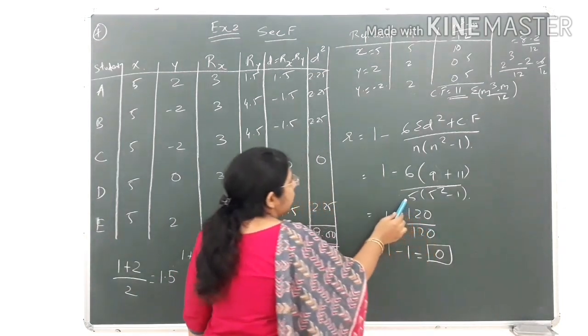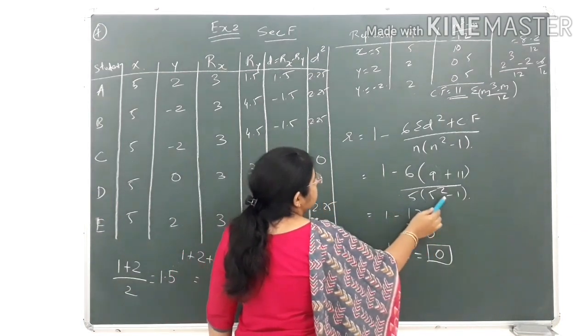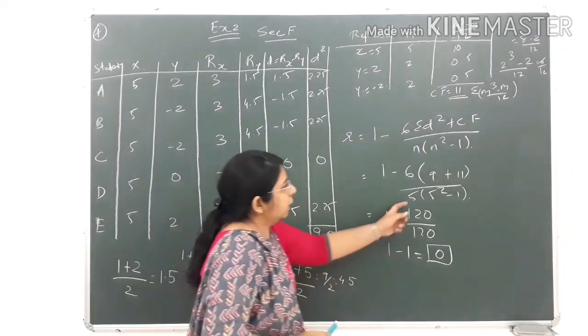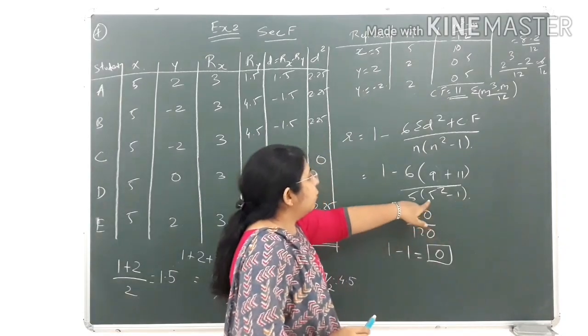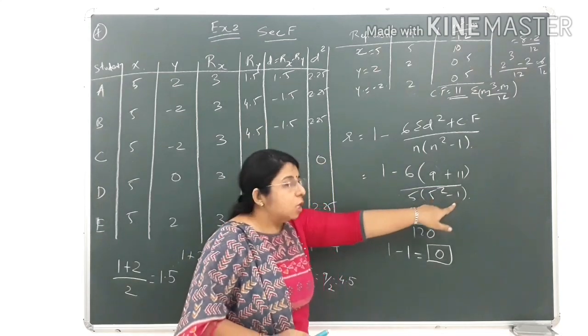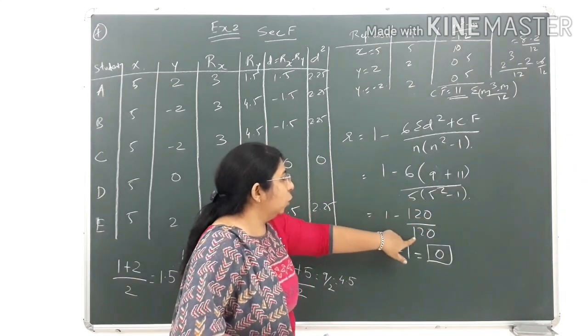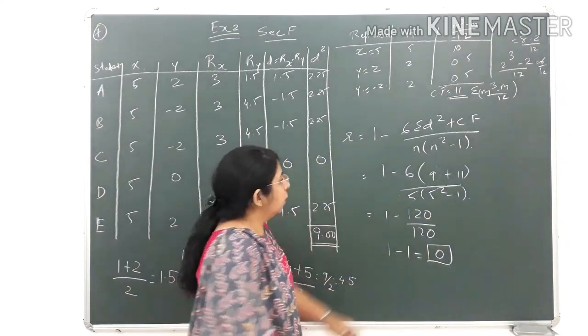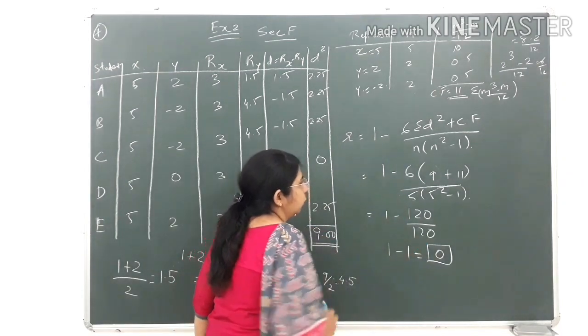So the n value would come to 5. 5 into 5 square minus 1. I have directly shown the calculation of the denominator. 5 square means 25. 25 minus 1 would come to 24. 24 into 5 would come to 120. So in the denominator I have directly written 120 over here.